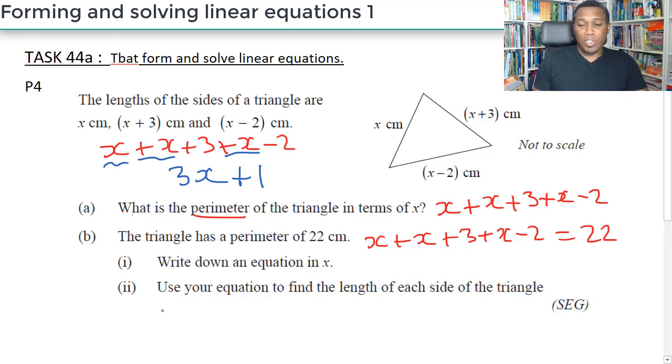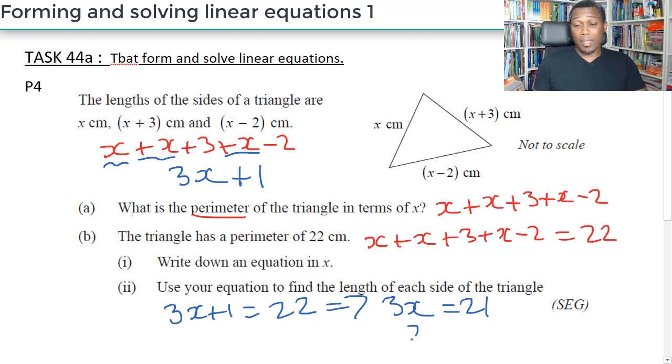To solve the equation, we need the simplest form of the terms. We need to collect like terms, which we did already. We had 3x plus 1. So now I can say 3x plus 1 is equal to 22. That implies that 3x, change side, is 21. Because what we're going to have is 22 take away 1, and then that means x is going to be 7. So the answer for this question, x is going to be 7.